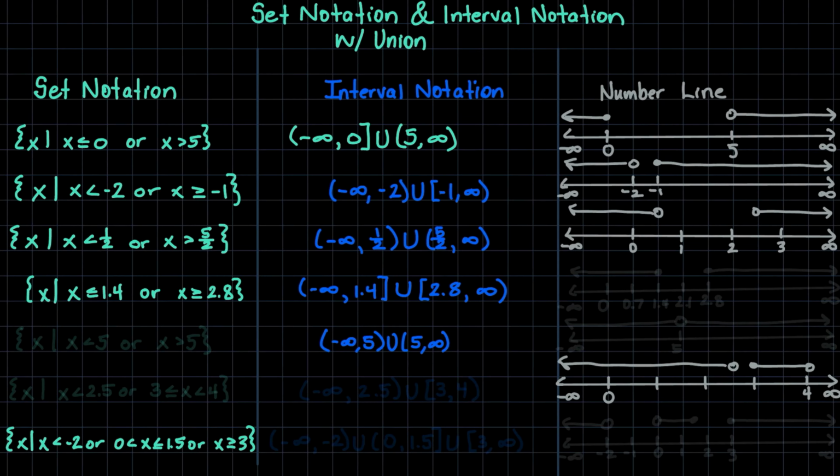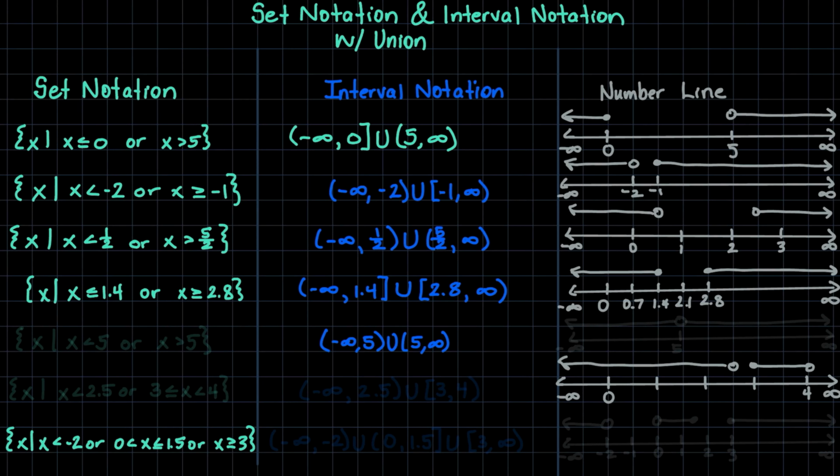Let's draw our number line. Negative infinity, infinity. How do I want to count? Go 0, 0.7, 1.4, 2.1, 2.8. So I am less than 1.4, but including 1.4, greater than 2.8, but including 2.8.